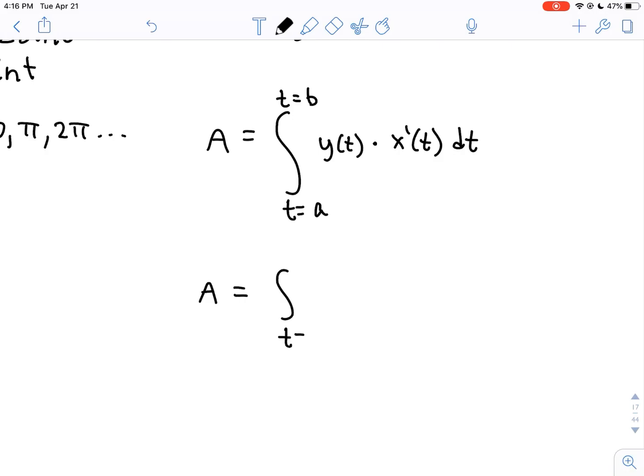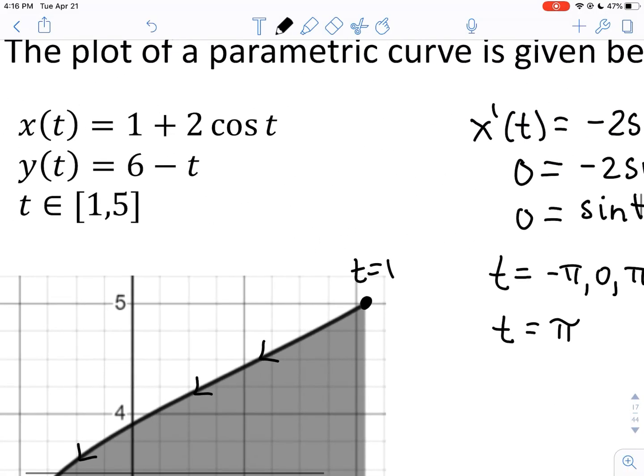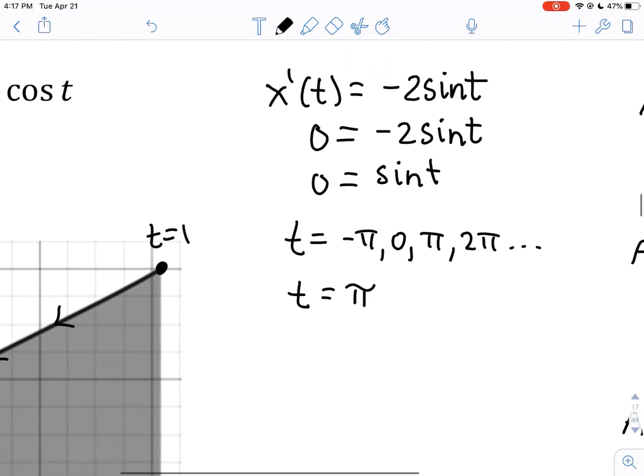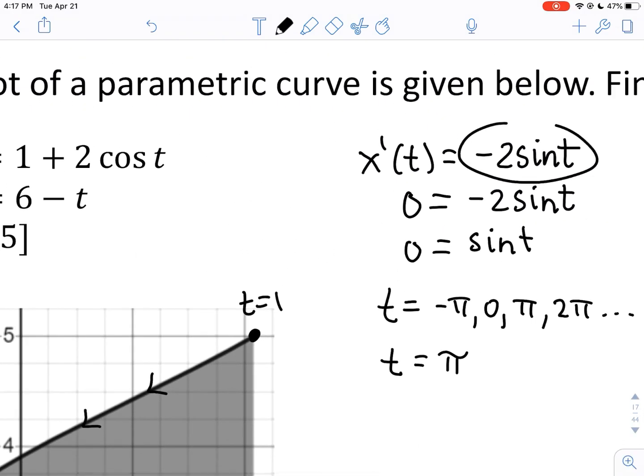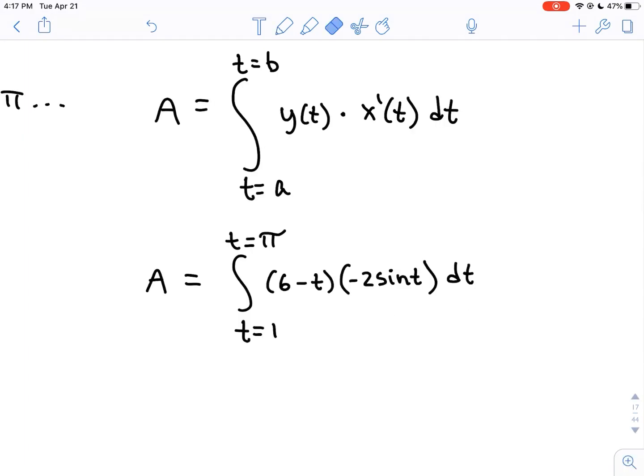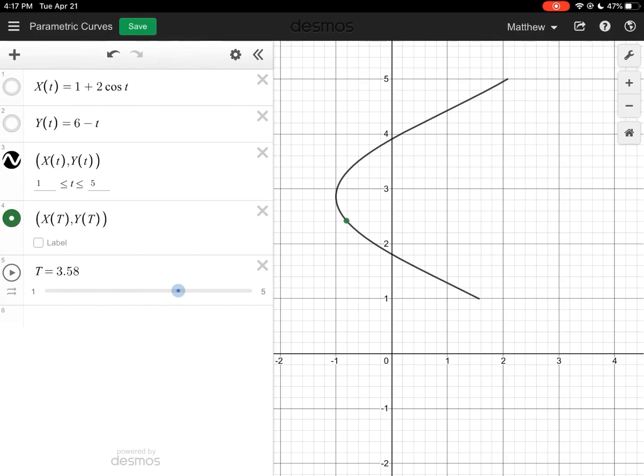So the starting time is equal to, we are doing 1 to pi. Replace y of t with this, and then you replace x prime with the derivative of x, which we've already done, it's right there, and then dt. To do this by hand, we would need integration by parts, which we could do, but I don't want to take the time to do that. Let's use Desmos to do this.